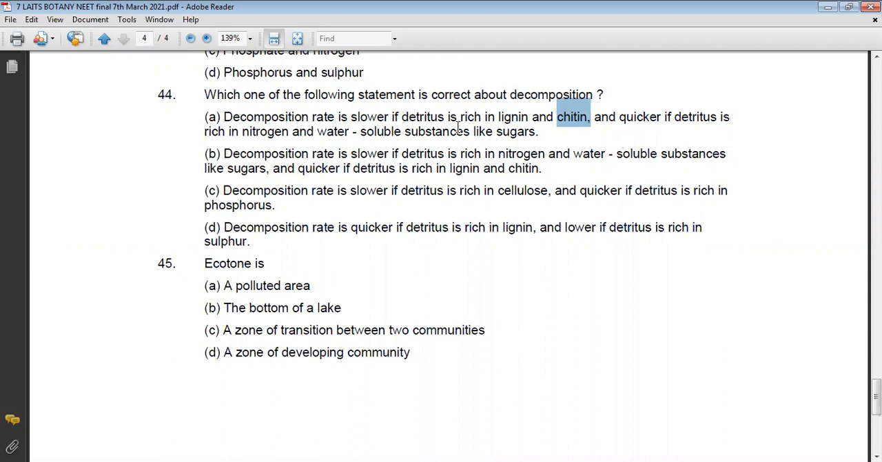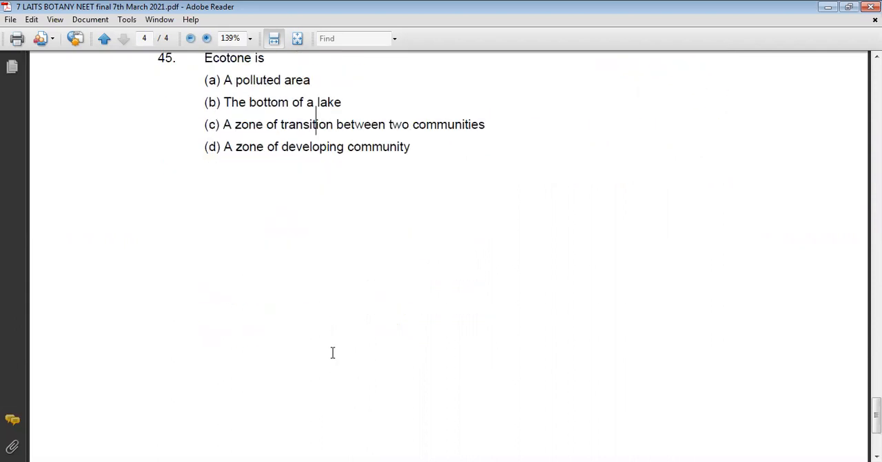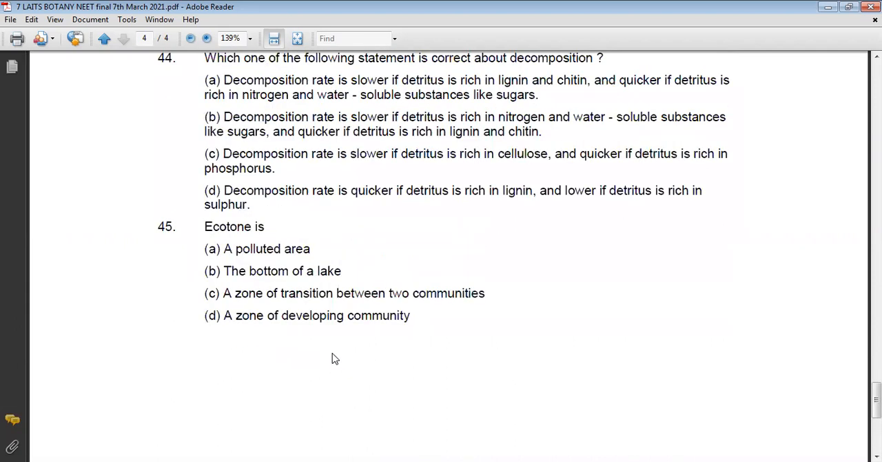Next, to check, last point, ecotone. So what is ecotone? Ecotone is a zone of transition between two communities. Okay, ecotone means a zone of transition between two communities. Okay, so with this, all the 45 questions are answered. Okay, thank you.